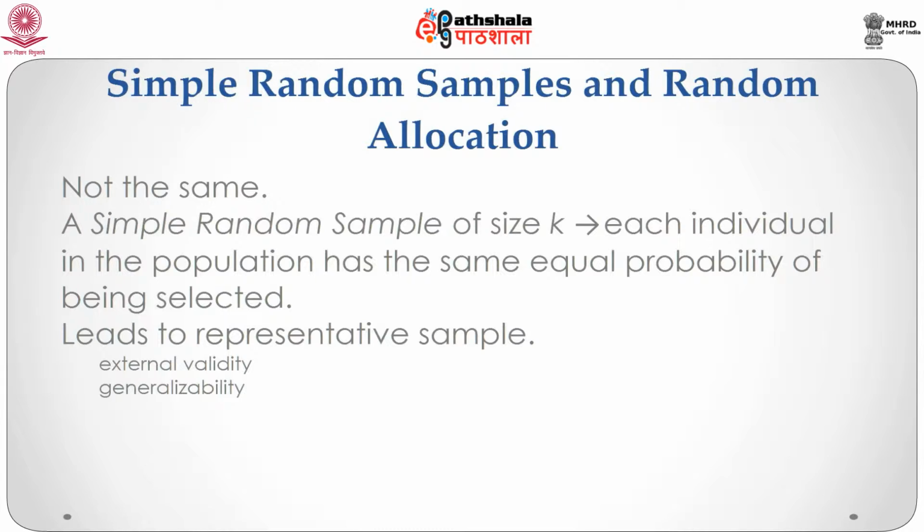By random selection, we mean a simple random sample of size k, for example, means that each individual in the population has the same equal probability of being selected, and as a result, each possible subset of size k in the population also has the same chance of being selected. The reason why simple random sampling is used is the hope that it will help with the external validity of the results as well as allow them to be generalized to a larger target population.